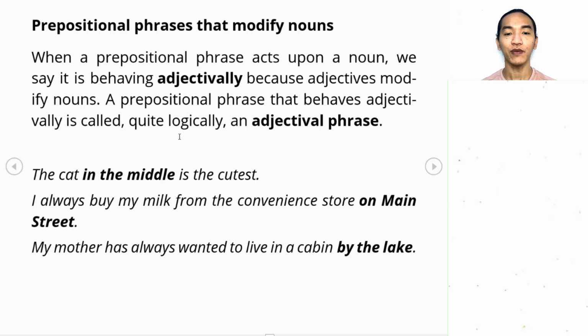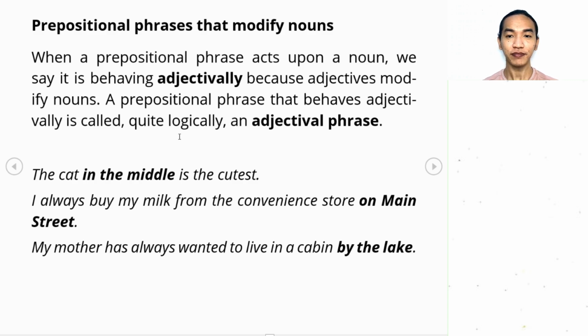Next one: I always buy my milk from the convenience store on Main Street. Here, on Main Street describes the convenience store. Okay, so that is also a prepositional phrase acting as an adjectival phrase. Last sentence: my mother has always wanted to live in a cabin by the lake. So by the lake here describes the cabin. It tells something about the cabin. So the cabin by the lake is also an adjectival phrase. All right? Do we understand how these prepositional phrases modify nouns?